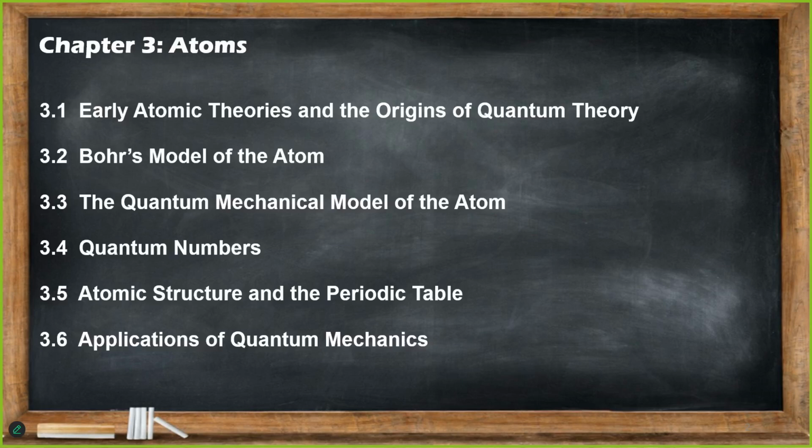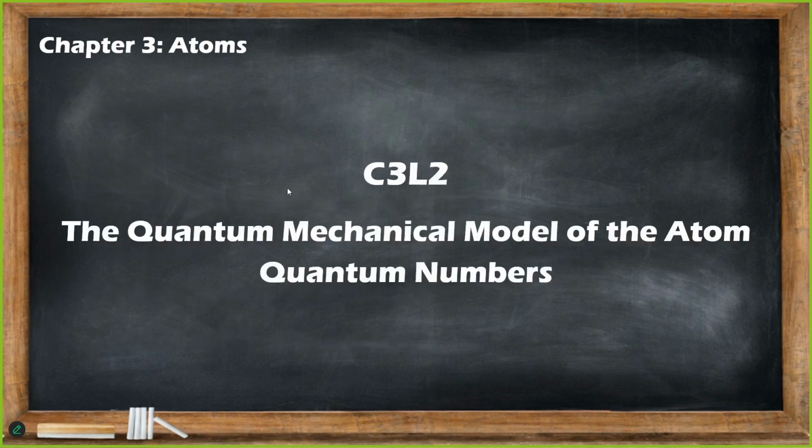Okay, previously we have talked about different atomic models prior to the quantum mechanical model. Weaknesses in models provide opportunities for science to improve. So today, let's have a look at the next two sections, the quantum mechanical model of the atom and quantum numbers.